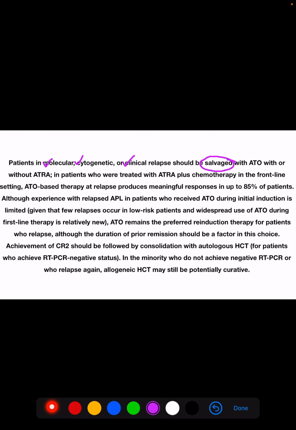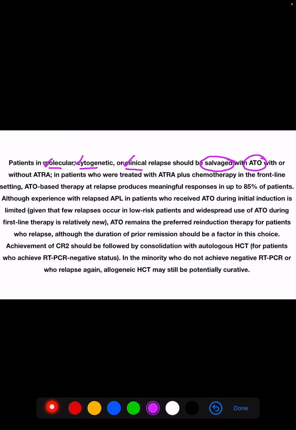These patients should be salvaged with arsenic trioxide, in patients who were treated with all-trans retinoic acid plus chemotherapy in the frontline setting. So patients having molecular, cytogenetic or clinical relapse, how should they be salvaged? They should be salvaged with arsenic trioxide with or without ATRA. In patients treated with ATRA plus chemotherapy in the frontline setting, arsenic trioxide based therapy at relapse produces meaningful response in up to 85% of the patients.